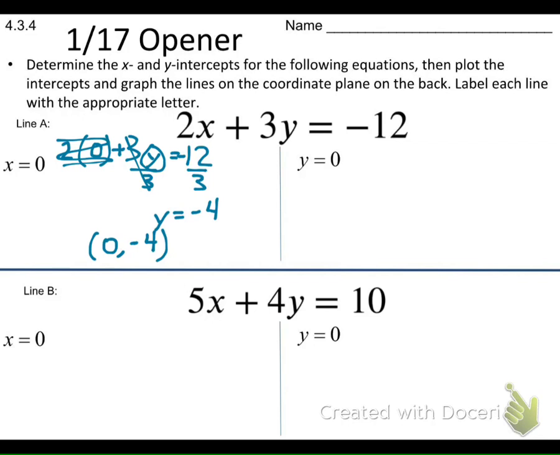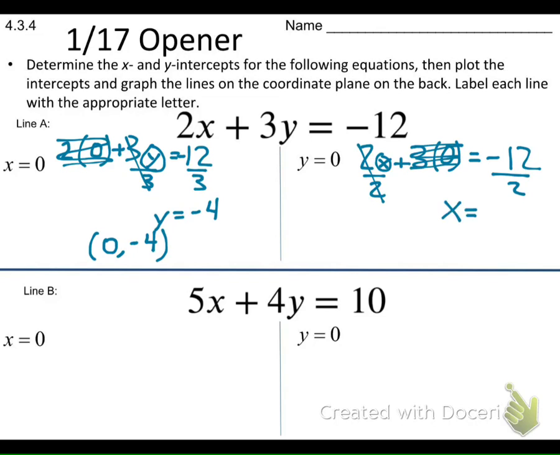Okay. I'm going to go ahead and do this side just so we have some time. So if y equals 0, I'm going to plug 0 in for y. So 2x plus 3 times 0 equals negative 12. I'm going to circle that x. So my first step, I'm going to scratch out 3 times 0 because I know it equals 0, right? And then I'm going to try to get that x by itself. So I'm going to divide both sides by 2. 2 divided by 2 is 1, so I'm going to cross that out.